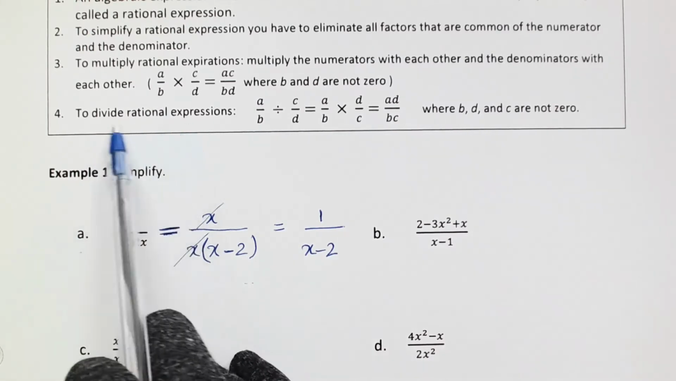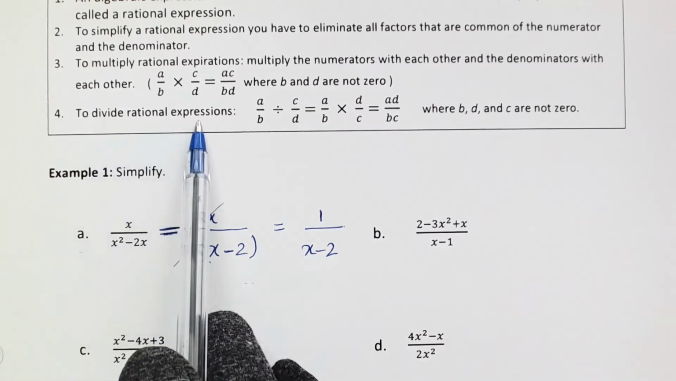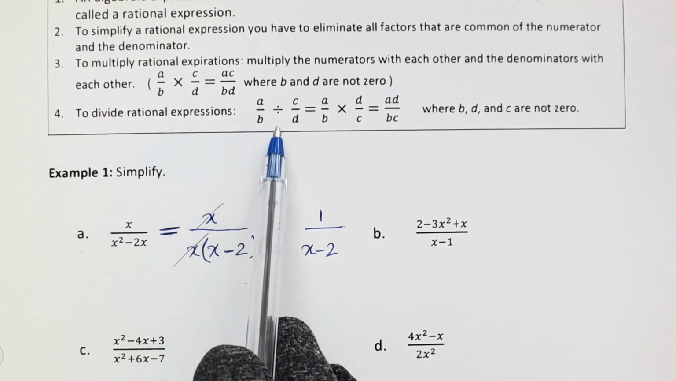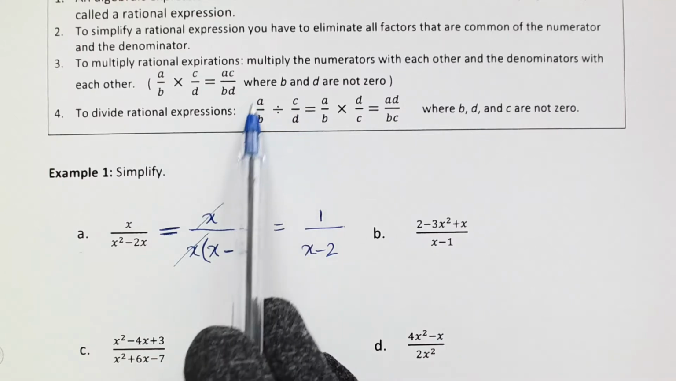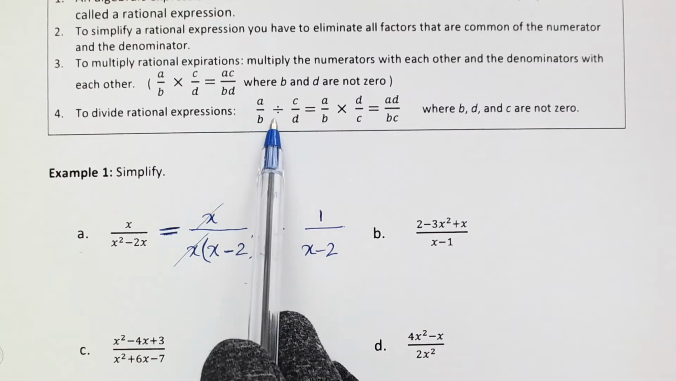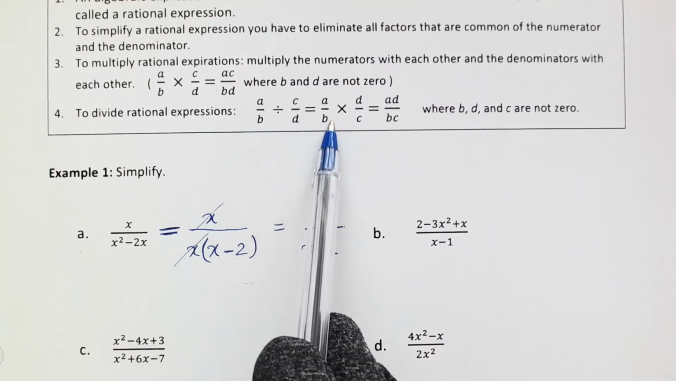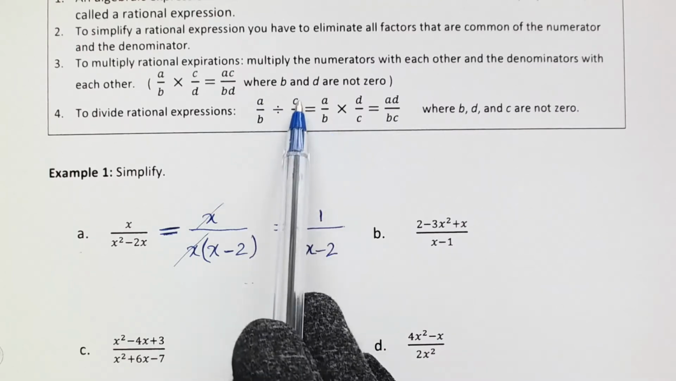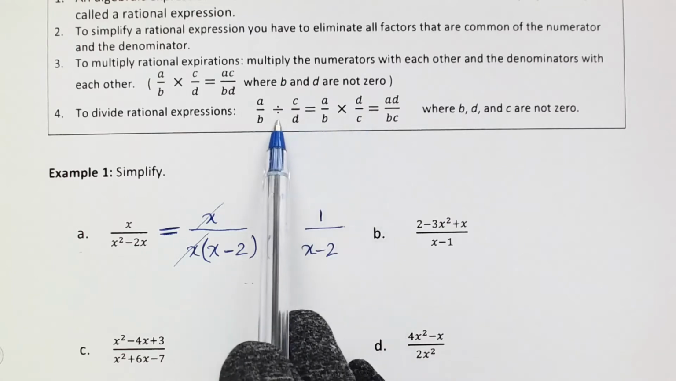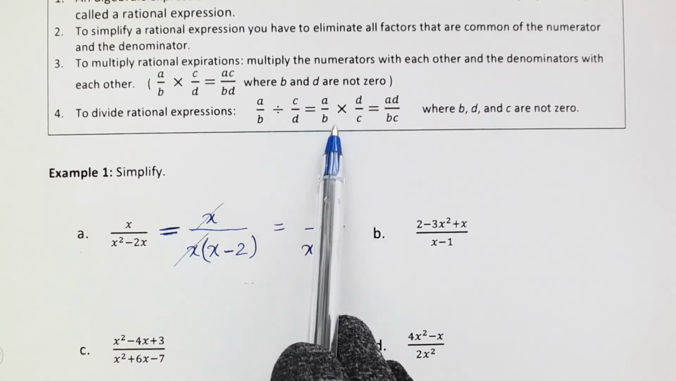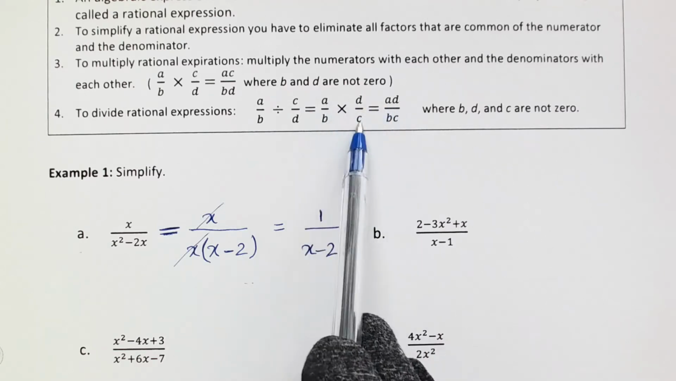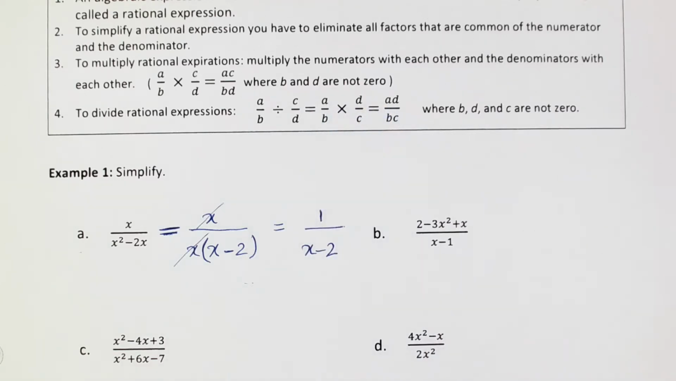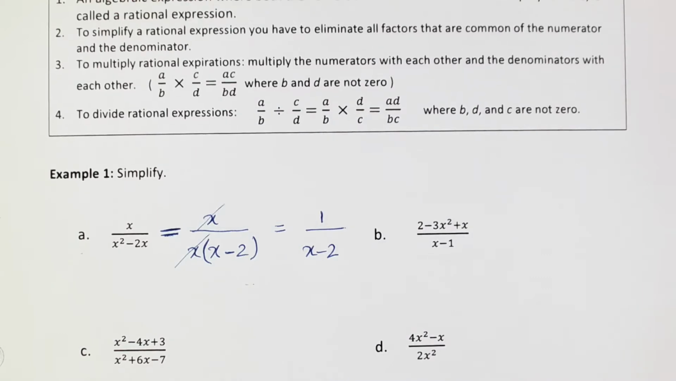And to divide two rational expressions, a over b divided by c over d, we always keep the first fraction, change the division sign to multiplication, and flip over the second fraction. Now instead of division, we have multiplication. Multiply tops by each other, denominators by each other. Let's solve a few examples.